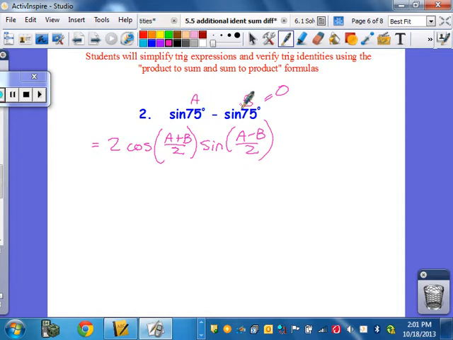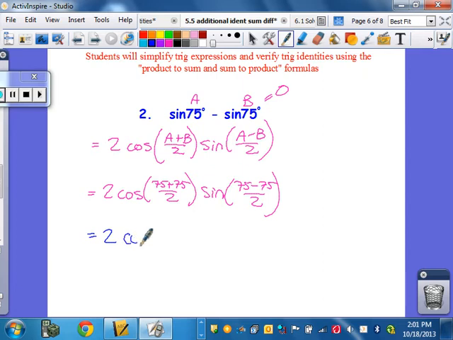All right, so if I now dump this stuff in, here's my A, here's my B. That'll always be in the same order. And I end up going 2 cosine of 75 plus 75 over 2. And then sine of 75 minus 75 over 2 equals 2 times cosine of, that's going to be 150 divided by 2 gets me back to 75 degrees, times the sine of 75 minus 75 is 0. 0 divided by 2 is still 0.